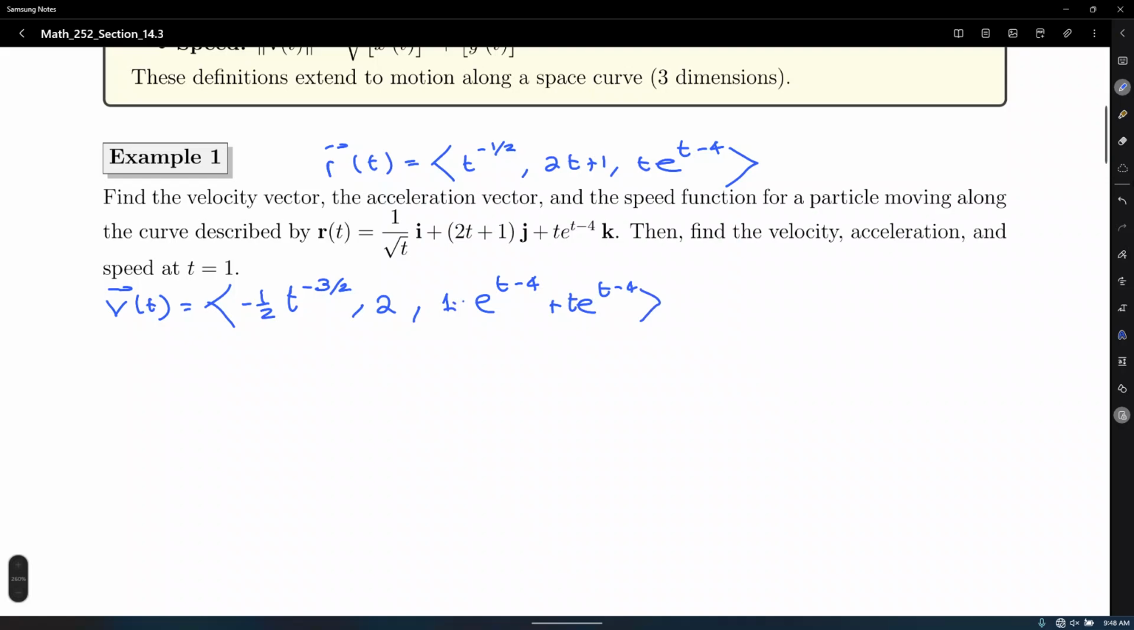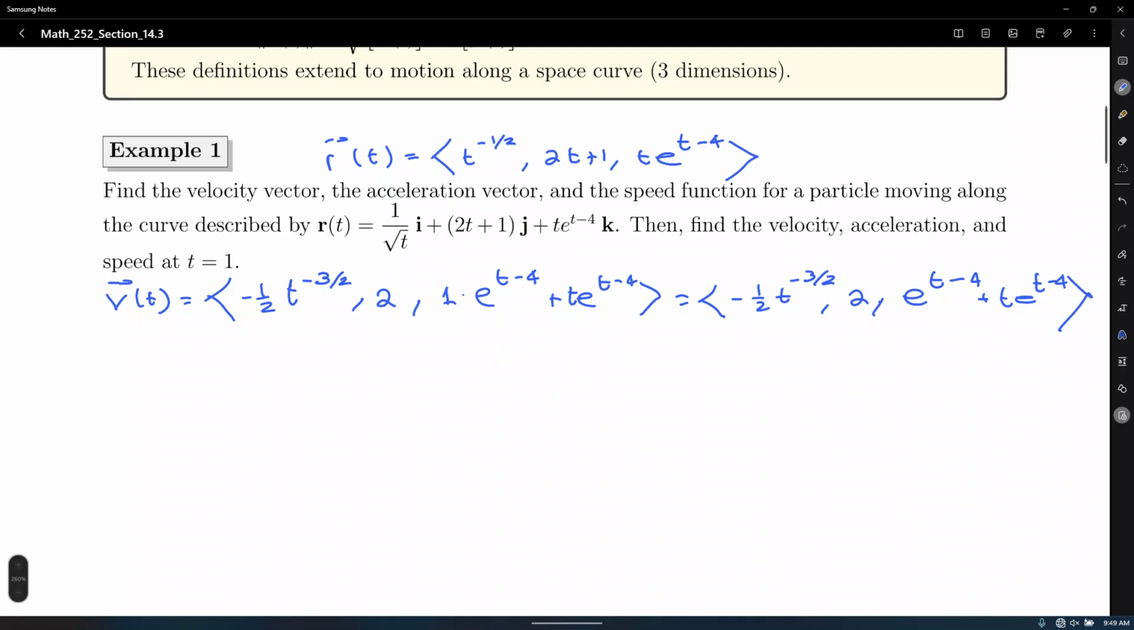Let me just clean up the 1 as a coefficient. So that'll be negative 1/2 t to the negative 3/2, comma 2, comma e to the t minus 4 plus t e to the t minus 4. All right, so that's the first derivative, that's the velocity function. Let's get the acceleration function. That is the second derivative.